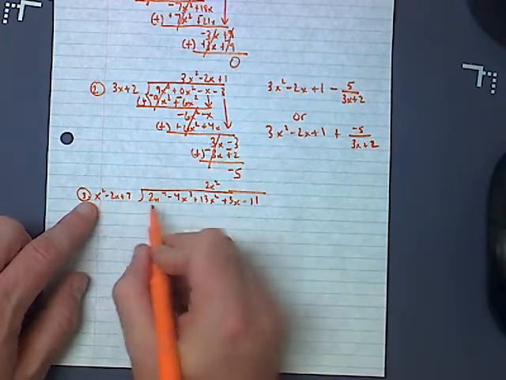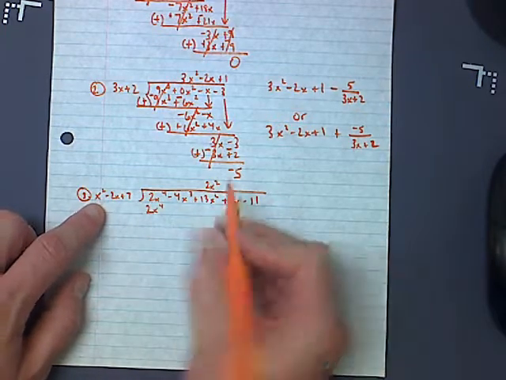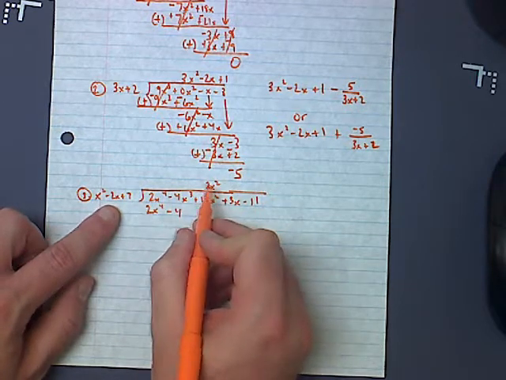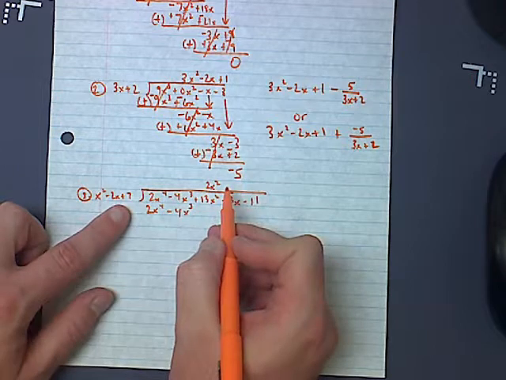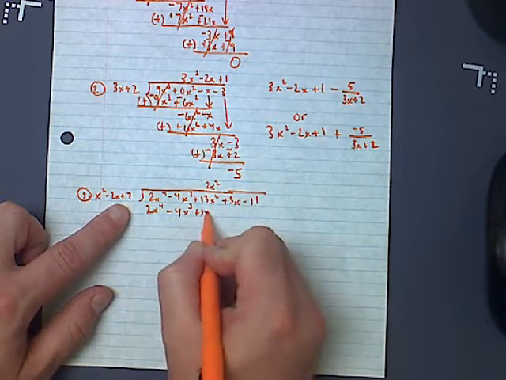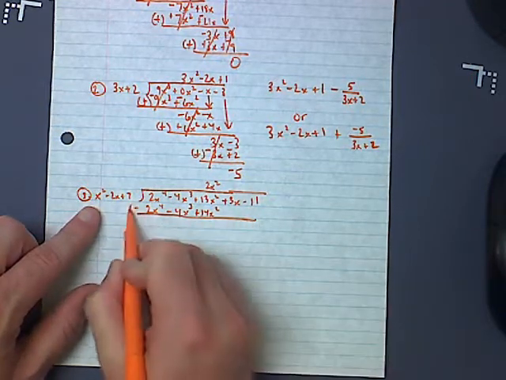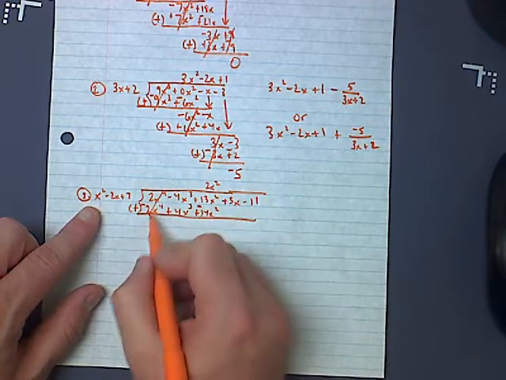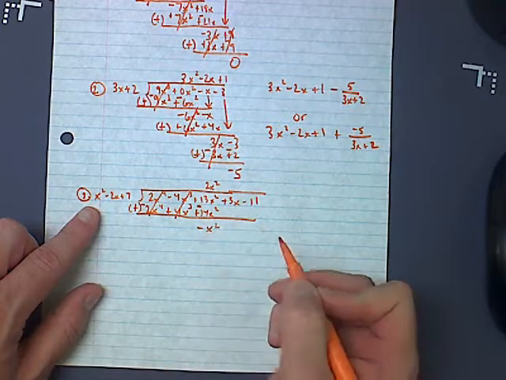2 times 1 is 2. X squared times x squared is x to the 4. 2x squared times the negative 2x is negative 4x cubed. X squared times x is x cubed. 2x squared times 7, that is positive 14x squared. The minus changes all the signs. The first ones cancel out, the second ones cancel out. I'm left with negative x squared.